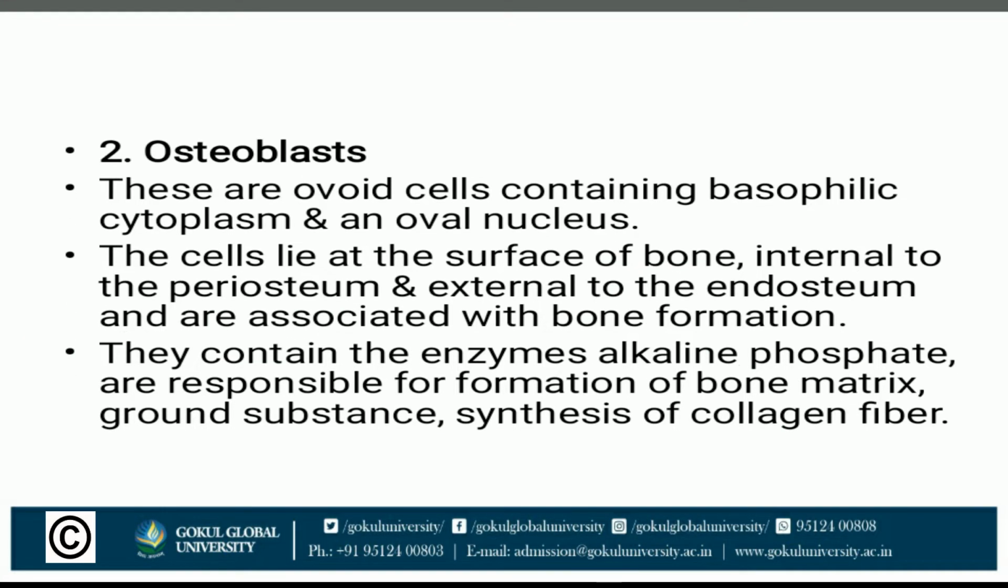Now the second one is osteoblast. These are ovoid cells containing basophilic cytoplasm and an oval nucleus. This is the microscopic structure. These cells lie at the surface of bone, internal to periosteum, external to endosteum, and are associated with bone formation. This suggests their location and function. They contain the enzyme alkaline phosphatase, and are responsible for formation of bone matrix, ground substance, and synthesis of collagen fibers.